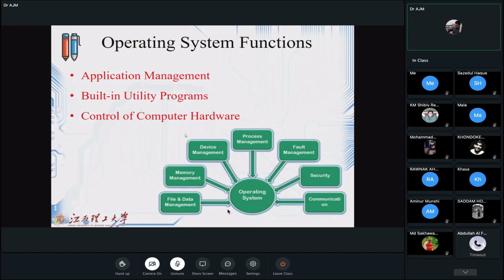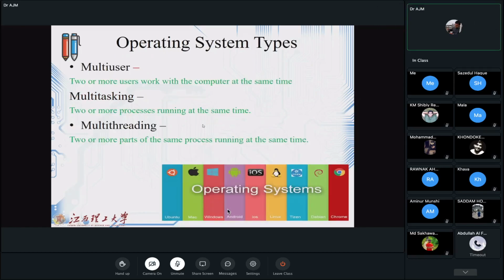Okay. Now we can have a graph like this, which shows the OS jobs like file and data management, memory management, device management, process management, fault management, security and communication, and some application management, built-in utility programs, and control of computer hardware can be done with them.